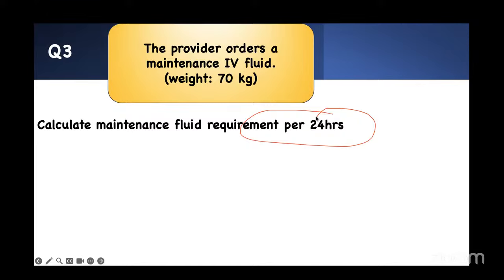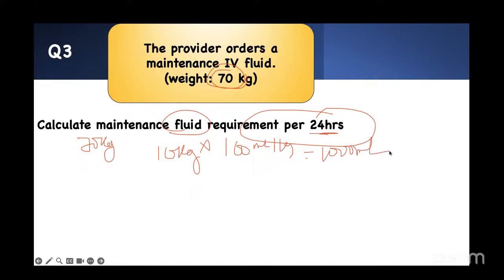This is straightforward, right? The patient weight, all you need to do, take the weight of the patient. Patient weighs 70 kilos. How would I know how much fluid they need over 24 hours? There is a simple method. Take their weight, first 10 kilos, right? And multiply by 100 ml per kilo. This will give you what? 1,000. So 1,000 ml.